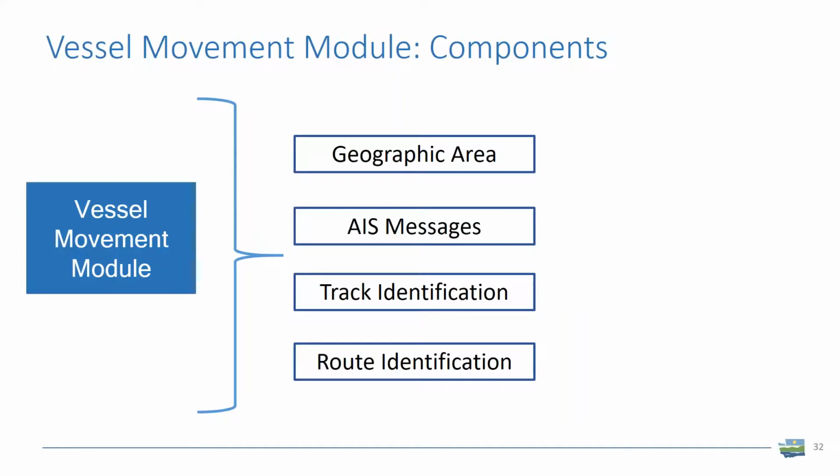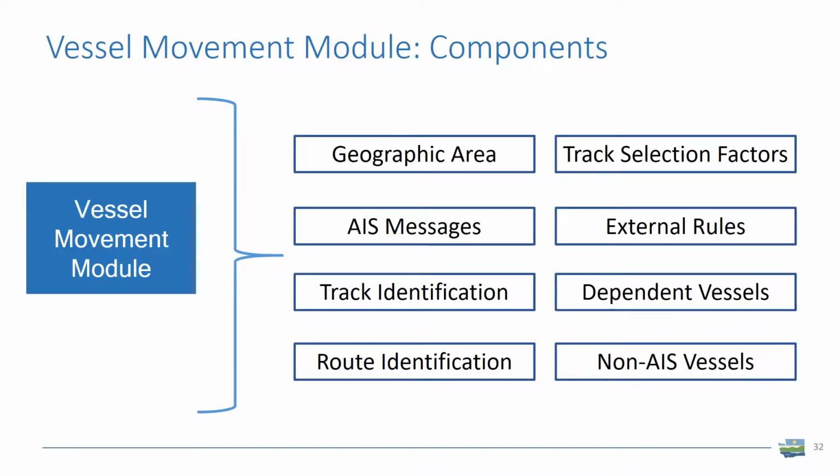Okay, so we have the basics down, but in order for the vessel movement module to represent something closer to the actual complexity of our waterway, we have to look at some additional pieces. These additional components, track selection factors, some external navigation rules, rules for dependent vessels, and a plan for vessels not transmitting an AIS signal, are the components that I mentioned at the beginning of the presentation that we need additional input on.